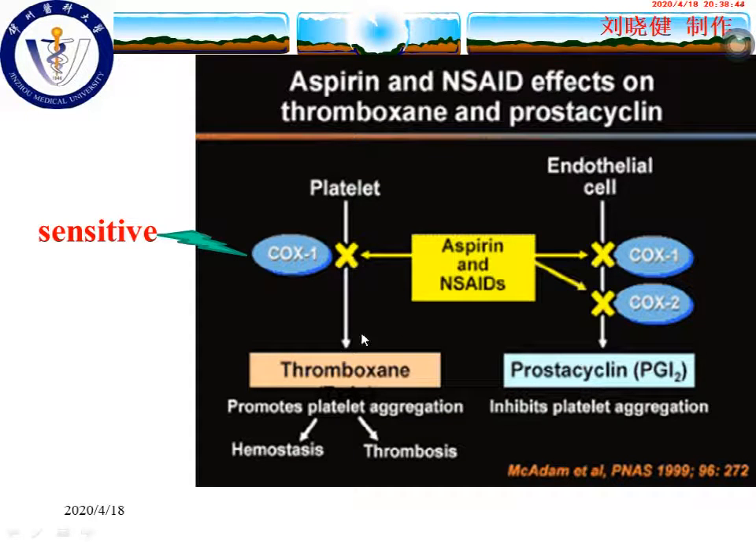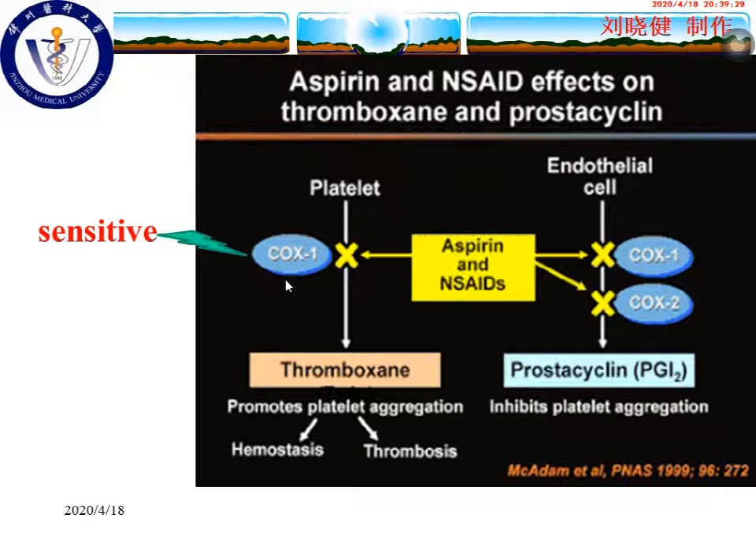But when we use this drug at a relatively high dose, both COX enzymes can be inhibited. So its antiplatelet and anti-thrombotic effects will disappear. Could you understand? And the inhibition of COX-1 on the platelets is irreversible. So aspirin irreversibly inhibits COX-1. The antiplatelet effects persist for the life of the platelet.